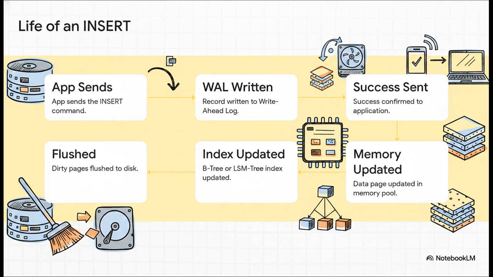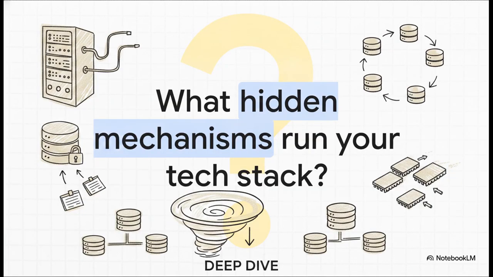Step 4. The actual data page is updated in the fast in-memory buffer pool. Step 5. The corresponding B-tree or LSM-Tree indexes are updated in memory so the data can actually be found later. And finally, Step 6. At some point in the future, a background process quietly flushes these modified, dirty pages from memory to the actual disk for permanent storage. That's the complete loop. It is just wild to think that all of that orchestrated complexity happens in literally a few milliseconds right after you hit enter.